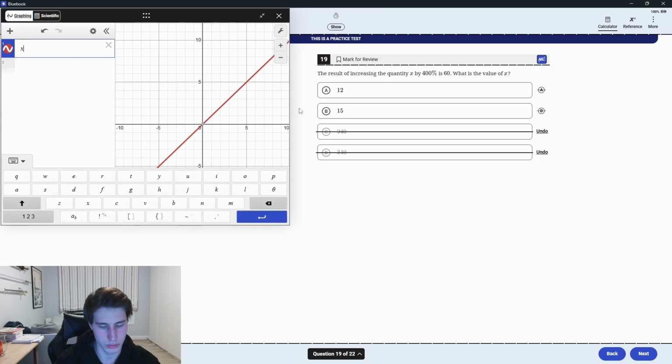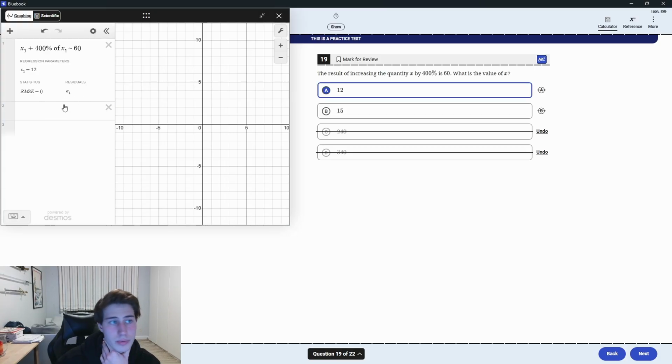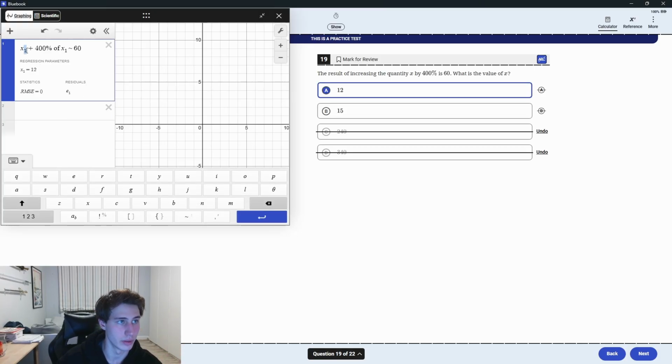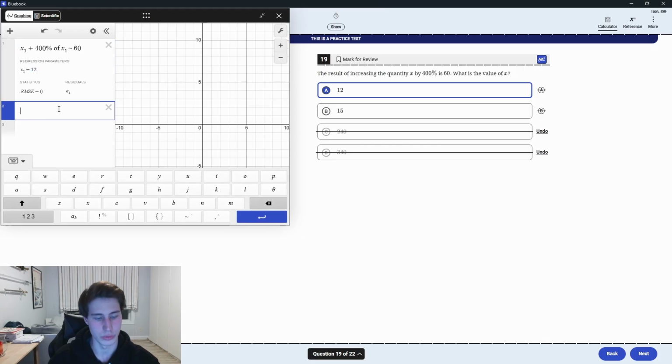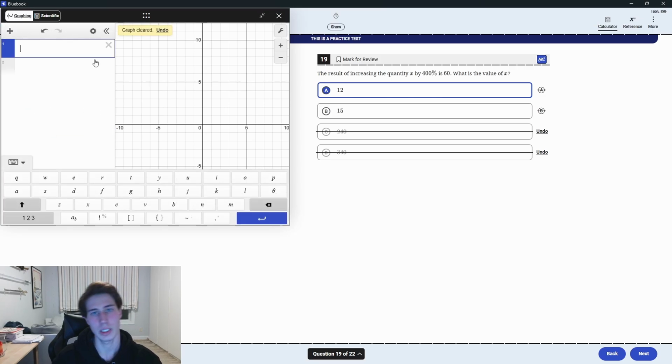So in this case, we can do x plus 400% of x equals 60, and we can't do x because x is defined as a variable, so we have to do a constant. And we get 12 as our answer. So it's solving for the constant: constant x1 plus 400% of x1 is 60. So what is x1? In this case, it's giving us our answer of 12. Because when you do 12, what's 400% of 12? 48. So what's 48 plus 12? 60. And in that case, that's our correct answer.